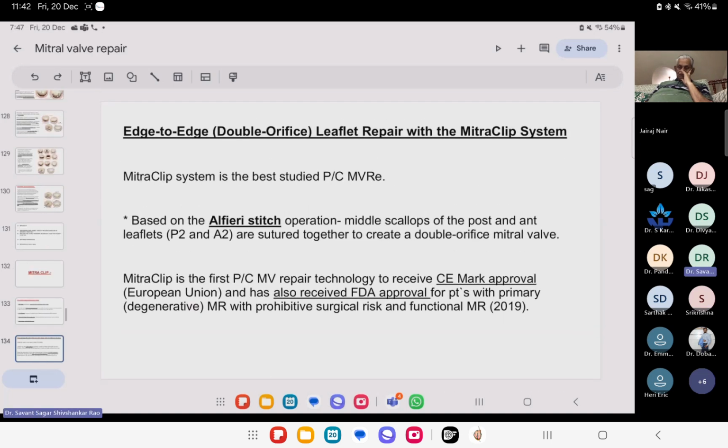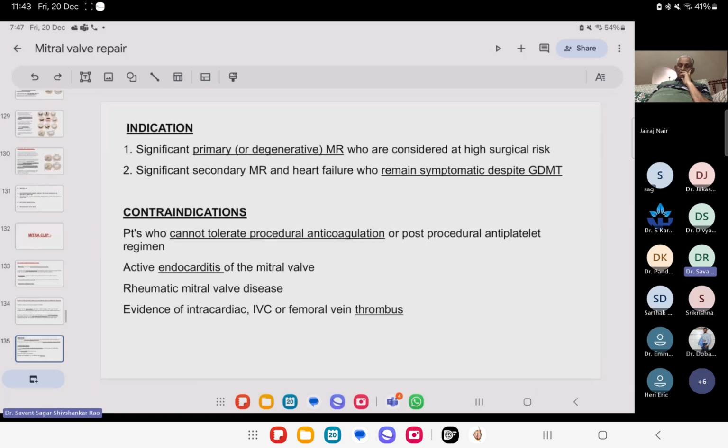So edge-to-edge repair, that is the mitra clip method, mainly uses an Alfieri stitch. It got FDA approval and CE mark approval in 2019. The indication is mainly primary and degenerative MR which has a high surgical risk, and those secondary MRs with heart failure which have failed goal-directed medical therapy.